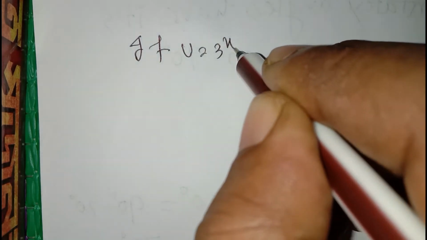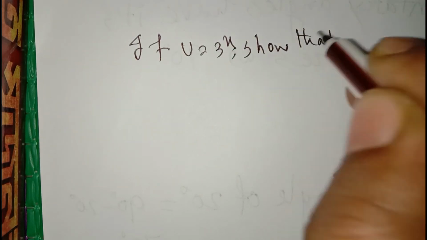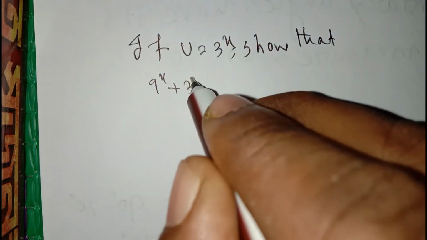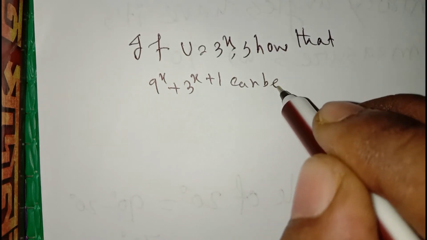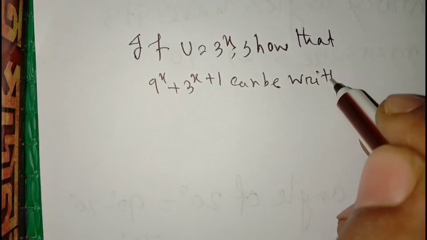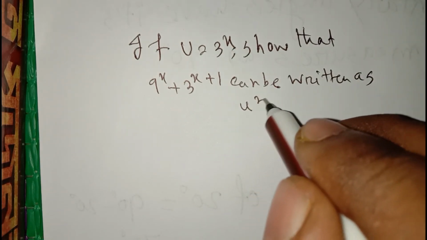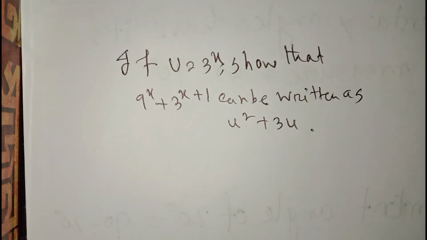Let's start our lesson. Now we are doing a math. If u is equal to 3 to the power x, show that 9 to the power x plus 3 to the power x plus 1 can be written as u squared plus 3u. Okay, let's see. This is our math.